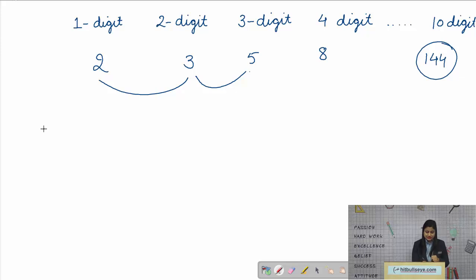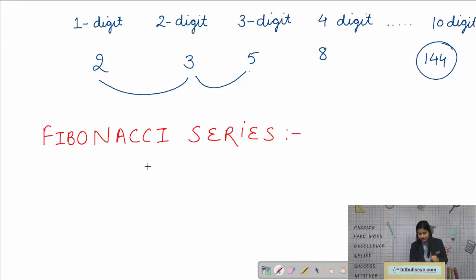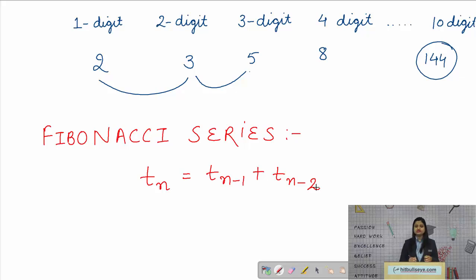Very, very interesting and important series where the nth term is sum of previous 2 terms. Only first 2 terms are defined in the series, and the third term onwards we can write the whole series because every term is nothing but sum of previous 2 terms.